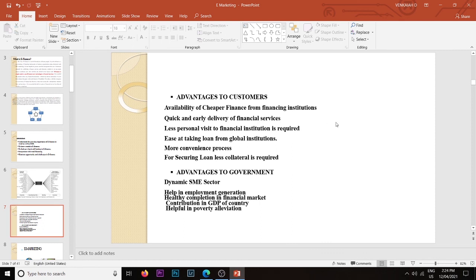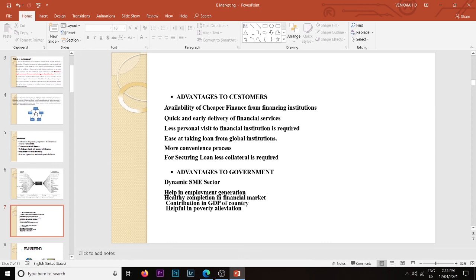Quick and early delivery of financial services we are enjoying. Less personal visits. Ease of taking loans from global institutions. A more convenient process. These are the advantages to customers. Advantages to government: dynamic small and medium enterprises, help in employment generation, healthy competition in the financial market, GDP contribution.